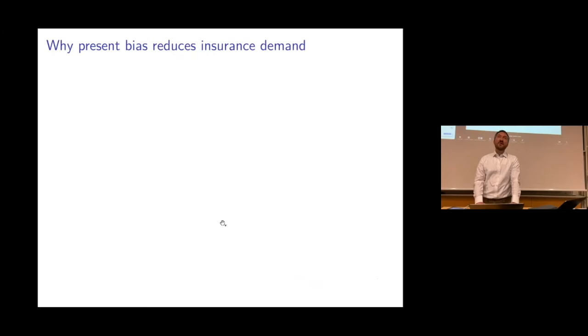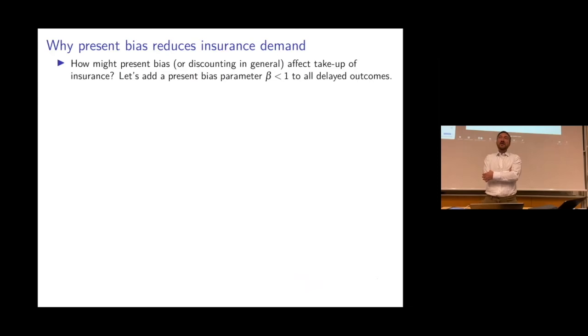Now let's talk about present bias. So let me tell you why present bias reduces demand for insurance. Let's add a present bias parameter to all delayed outcomes in our initial setup. We've basically forgotten to do this earlier. In this little model that we wrote down, we didn't take account of the fact that payouts happen later and costs happen sooner.